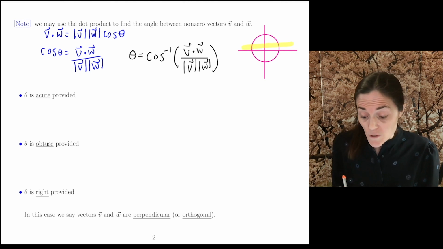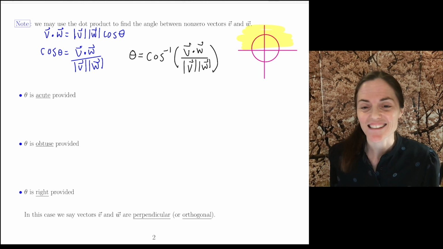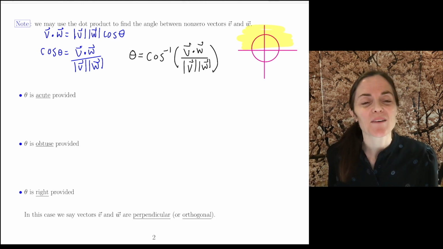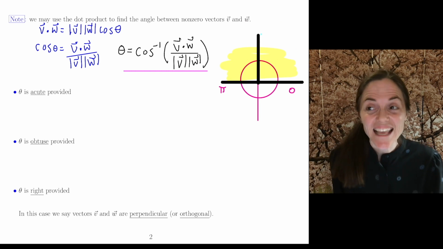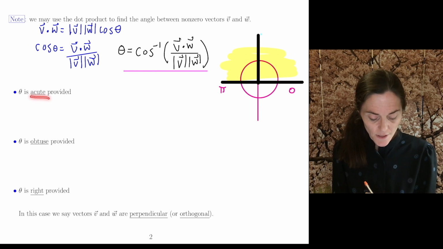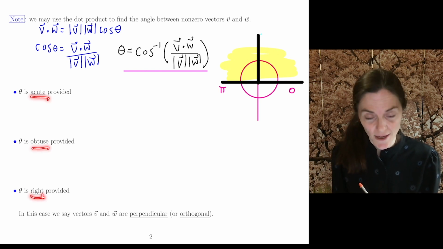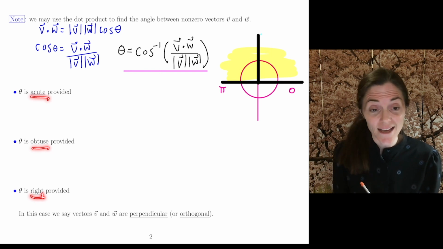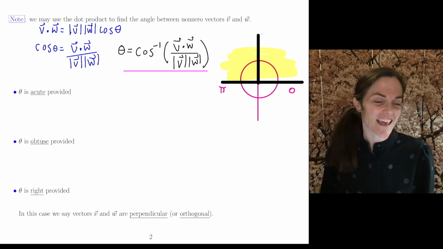It always gives you back an angle up here between 0 and pi. Cosine inverse does. And that's exactly what we want for the angle between two vectors. What I'd like to do now is discuss the concepts of acute, obtuse, and right angle for the angle between two vectors and understand how these are related to the dot product, okay?